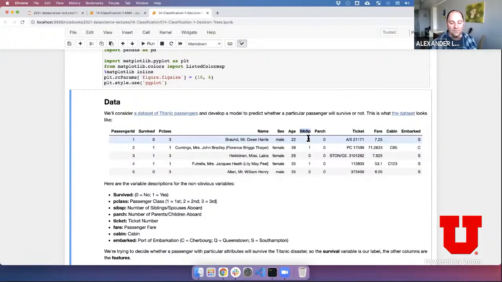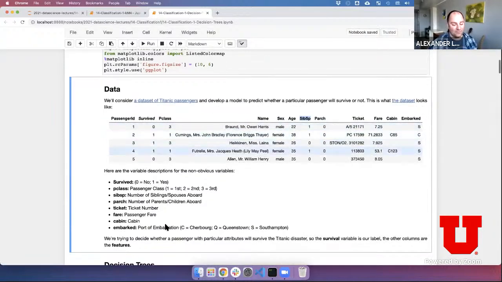So this means this person had one sibling or spouse on board, but there are some cases where you have 8 siblings or spouses on board. Parch is just the number of parents or children aboard. You have a ticket ID, the fare paid, the cabin number, and the embarkation point. And here they are: Cherbourg, Queenstown, or Southampton are the 3 different embarkation points.